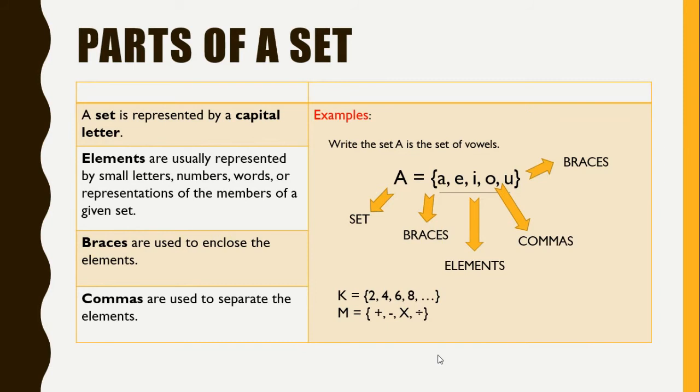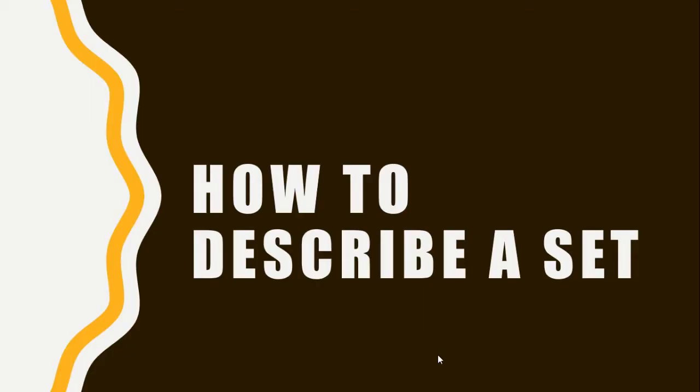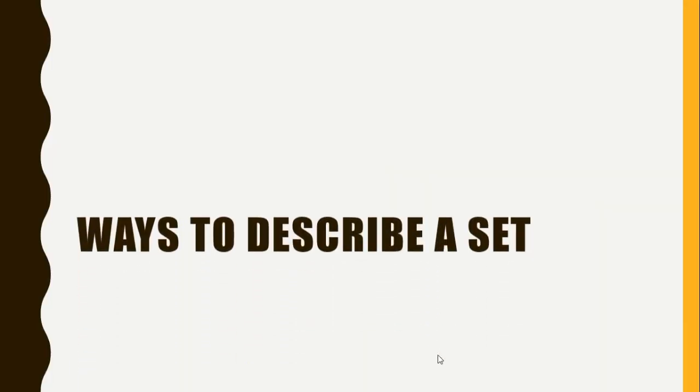We have its braces, two of them, open and close brace. And we have the elements inside the braces and the commas separating the elements. So here are the other examples. We go on to the next, ways to describe a set.